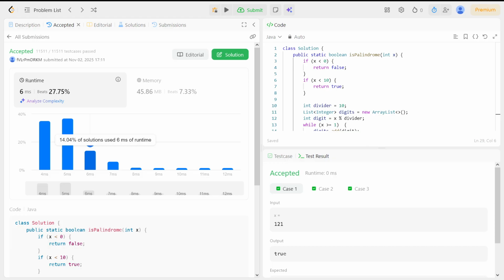All checks are successful and we have a runtime of 6 milliseconds, the top 3 results in terms of speed.